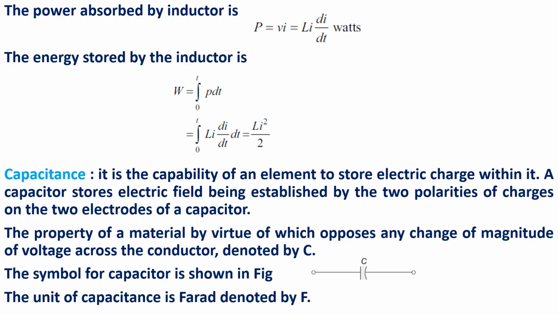Capacitance. It is the capability of an element to store electric charge within it. A capacitor stores electric field established by the two polarities of charges on the two electrodes of a capacitor. It is the property of a material by virtue of which it opposes any change of magnitude of voltage across the conductor. It is denoted by C. The symbol for capacitor is as shown in figure. The unit of capacitance is farad, denoted with F.